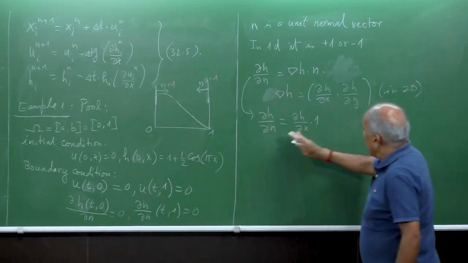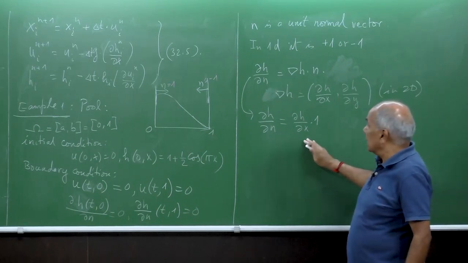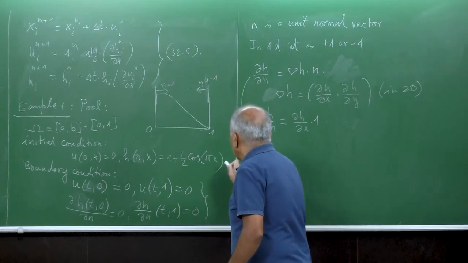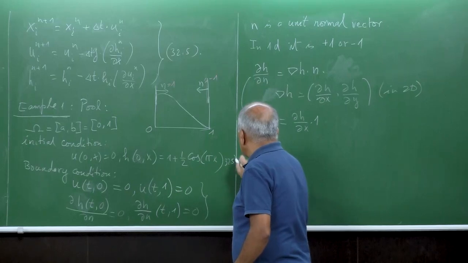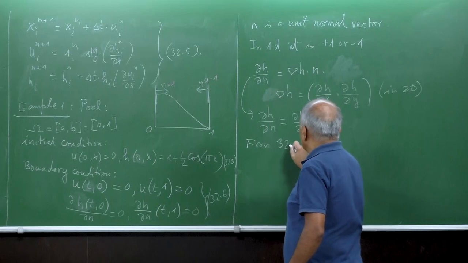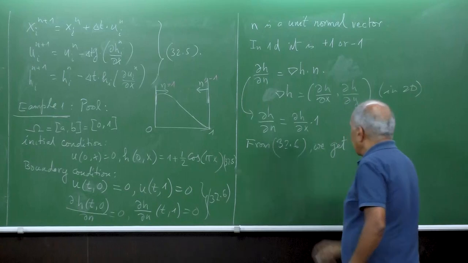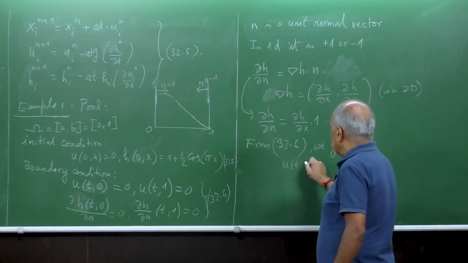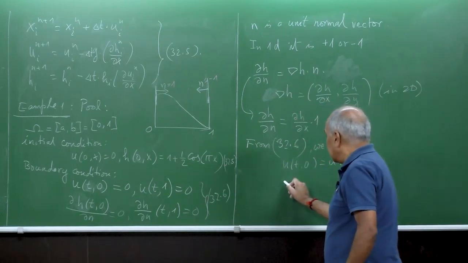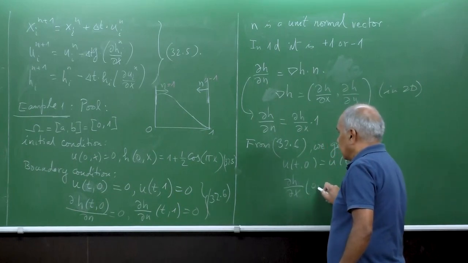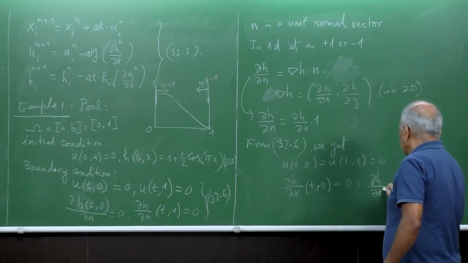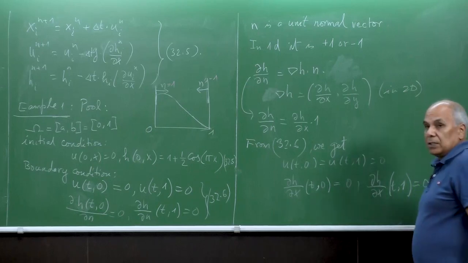So this is my boundary value, the Neumann boundary condition at the wall. Now if I give this boundary condition, from equations 32.5 and 32.6, we get u of t, 0 equal to u of t, 1 equal to 0 on the boundary. But here del h by del n means del h by del x at point 0, for all time t, is equal to 0, and del h by del x for all t at position 1 is also 0. So this is our boundary condition.